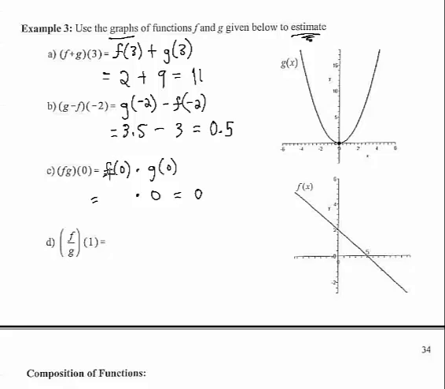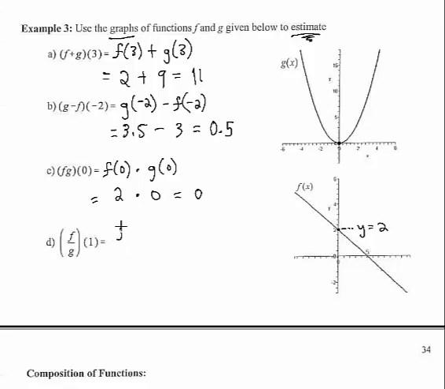But just to be complete, I'll go find f of 0, and I go to my f graph and look at my y-intercept, and I see that y equals 2, and 2 times 0 gives me 0.